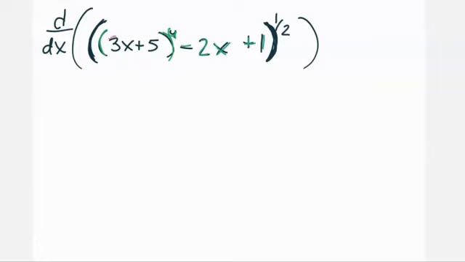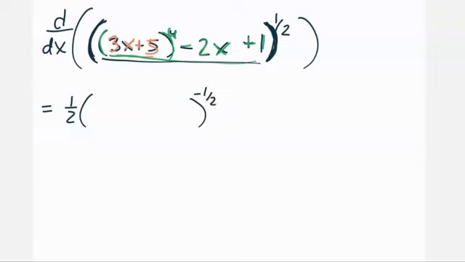But then this one has an inside of its own. So there's a function in a function in a function. All right, so if we focus on the very outside, the derivative of something to the 1/2 is 1/2 something to the negative 1/2.